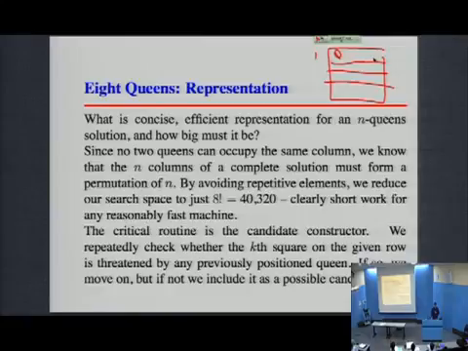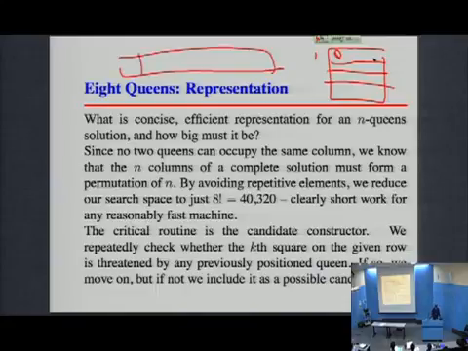Okay? So now what he's going to be proposing is, instead of having 64 cells, which can be blank or not blank, have an array of only 8 cells, each of which is going to be the column number for the queen in that row. How big is that going to be? How many choices are there for each element here?